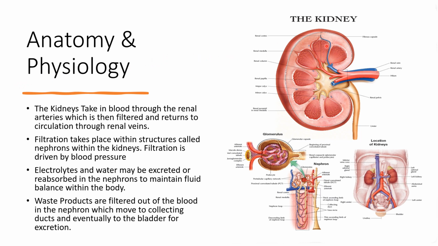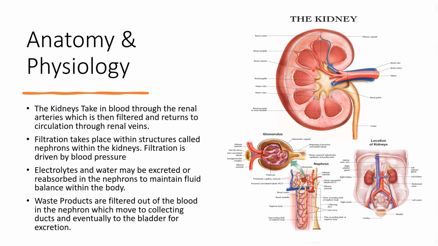So here's another view of the kidney. You look here, this is the cortex, this outer shell right here. This is the medulla right here, and then this is the renal pelvis. This right here is the renal artery, which supplies blood to the kidney, and then this is the renal vein, which blood returns back to circulation through. So the kidneys take in blood through the renal artery, which is then filtered and returns to circulation through the renal veins. Filtration takes place within structures called nephrons within the kidneys.